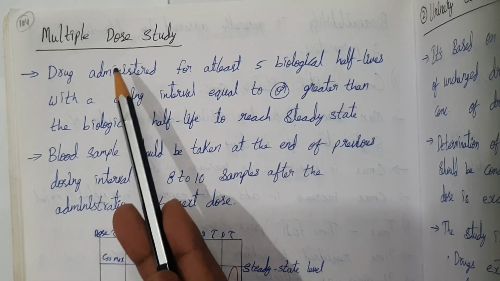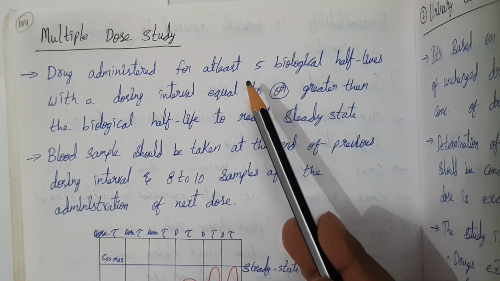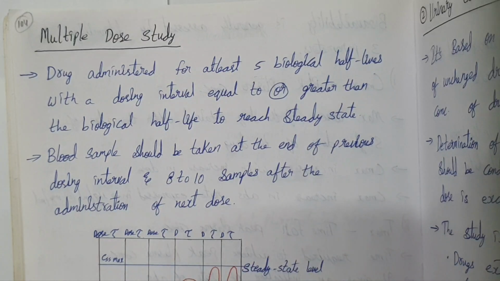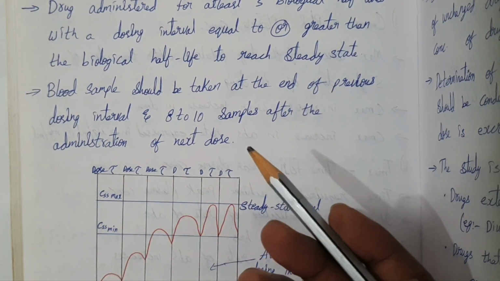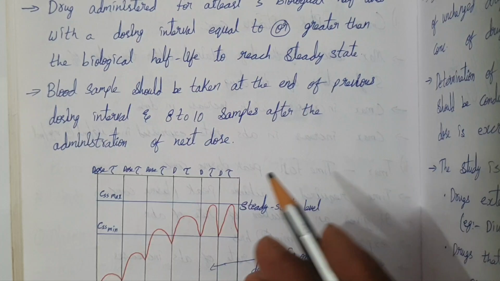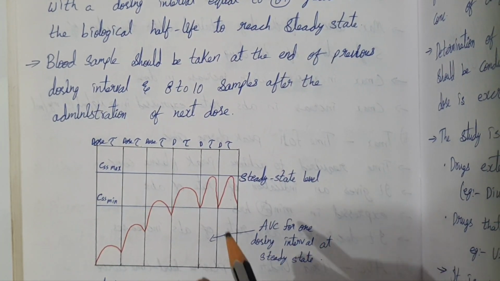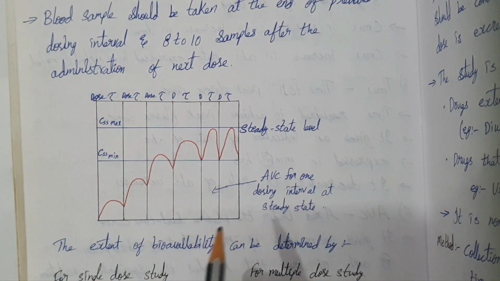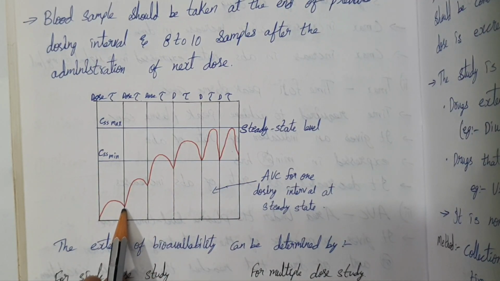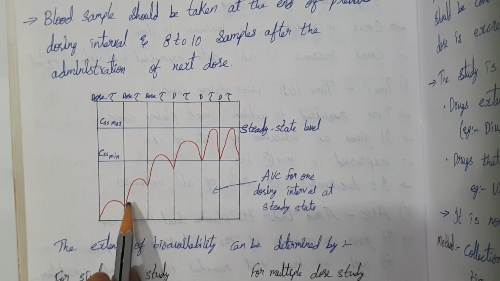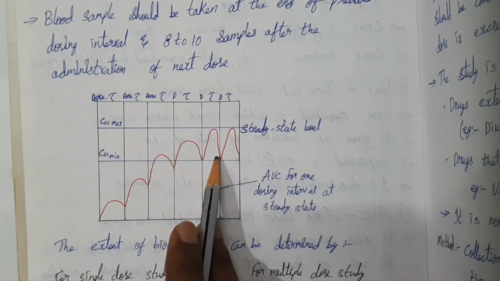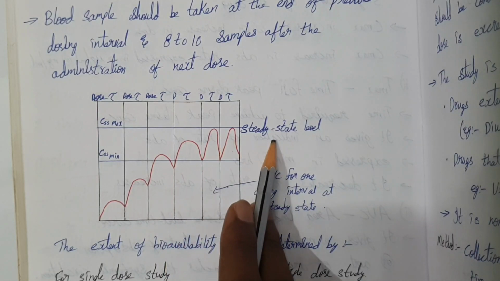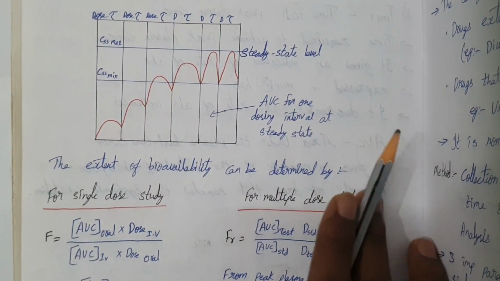Now, if we are doing a multiple dose study, we give the drug for at least 5 half-lives to reach steady state concentration. Then we collect the blood samples, especially after the next dose, to calculate the parameters like steady state Css max. So this is the graph you will get. After the first dose, the concentration increases up to this point. Then after the second dose, it further increases like that. So after 5 to 6 biological half-lives, the steady state concentration will be achieved.